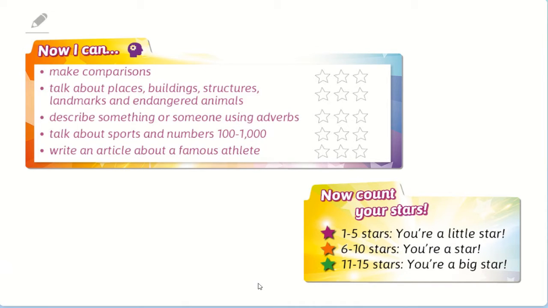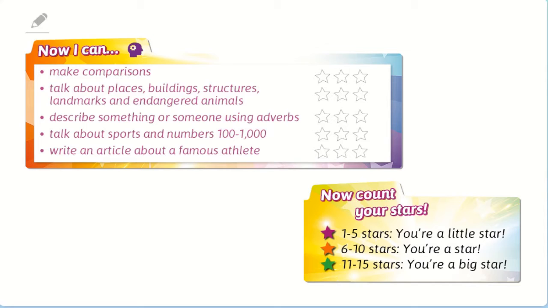So by the end of this module and the end of this lesson, we will be able to make comparisons, talk about places, buildings, structures, landmarks, and endangered animals or species, describe something or someone using adverbs and adjectives, talk about sports and numbers from 100 to 1000, and we will be able to write an article about a famous athlete.